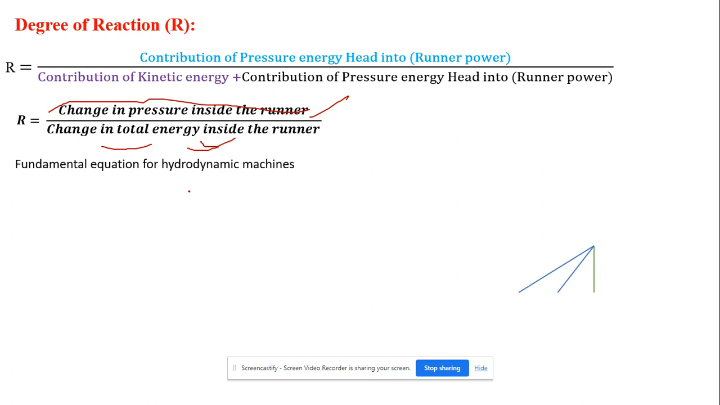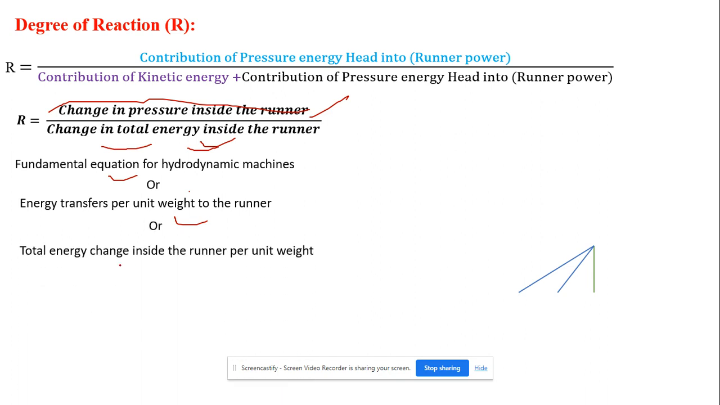One of the important equations is given by Euler, which is called the fundamental equation for hydrodynamic machines, or energy transfer per unit weight to the runner. Or else we can call it the total energy change inside the runner per unit weight. This is given by HE, the fundamental equation for hydrodynamic machines: energy transfer per unit weight to the runner.